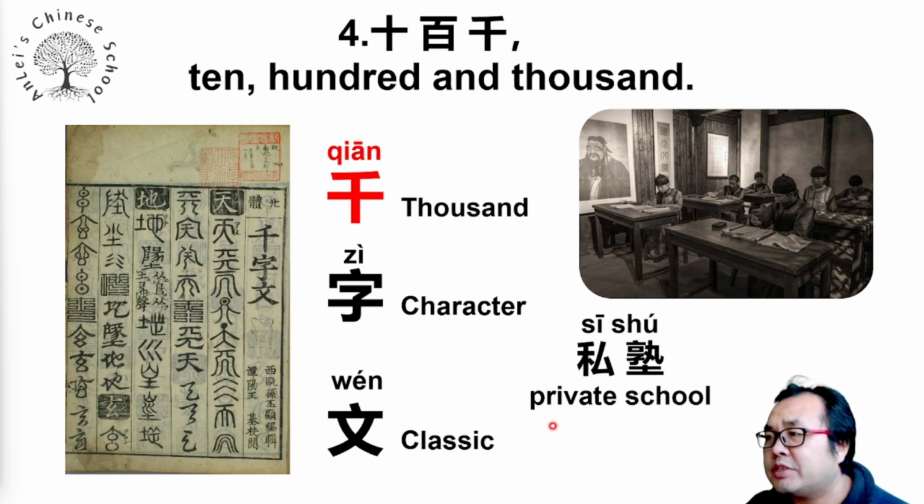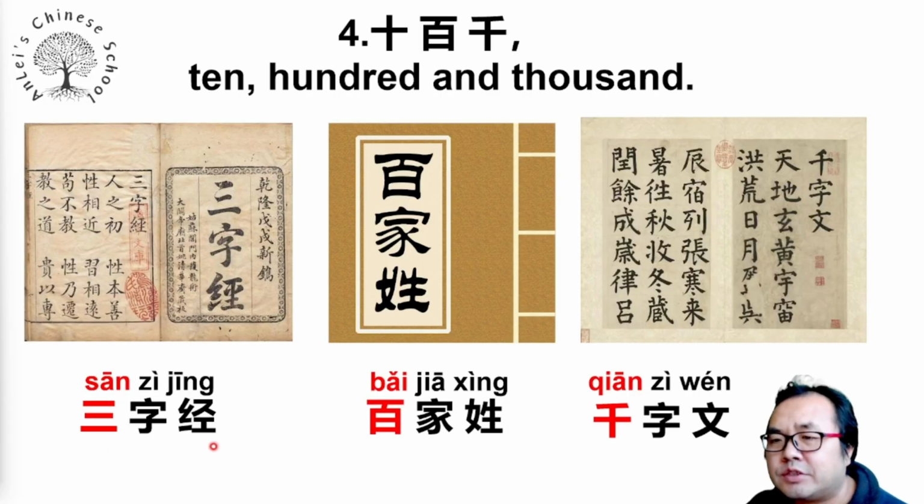私塾, it's a private school. 三字经, the Three-Character Classic. 百家姓, 100 family surnames, and 千字文, the 1,000-character classic. As we can see, for children's enlightenment reading materials, the learning sequence is from 3 to 100 to 1,000, which is a step-by-step process. Personally, I really like to teach Chinese characters in the traditional way. But when I was born, there was modern education. I will try my best.